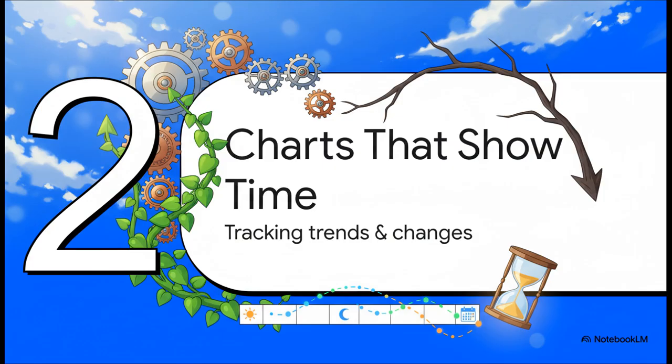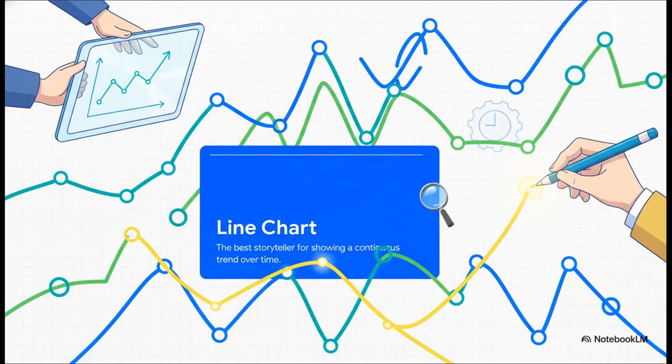This is your go-to when your key message is all about growth or decline, or maybe some wild fluctuations. The most important thing here is that your data is tied to a sequence. We're talking days, months, quarters, years. You get the idea. And for telling stories over time, the undisputed champion is the line chart. It's literally designed to connect the dots and show you that continuous flow. It makes trends, whether they're shooting up, dropping down, or just bouncing all over the place, pop right off the page.